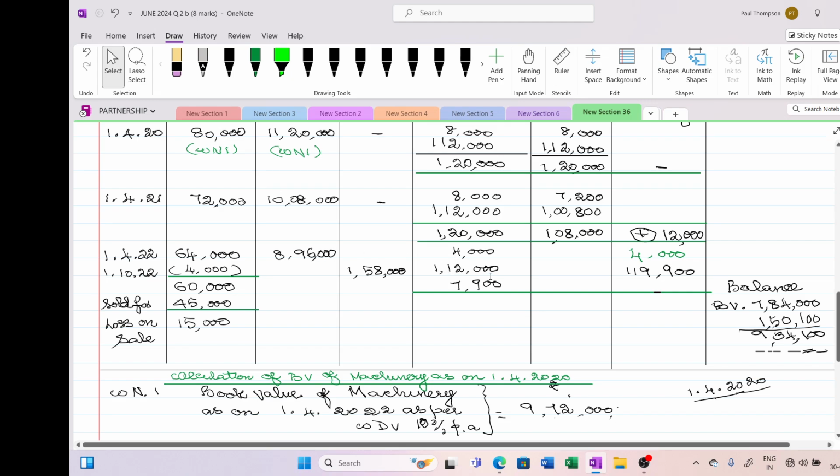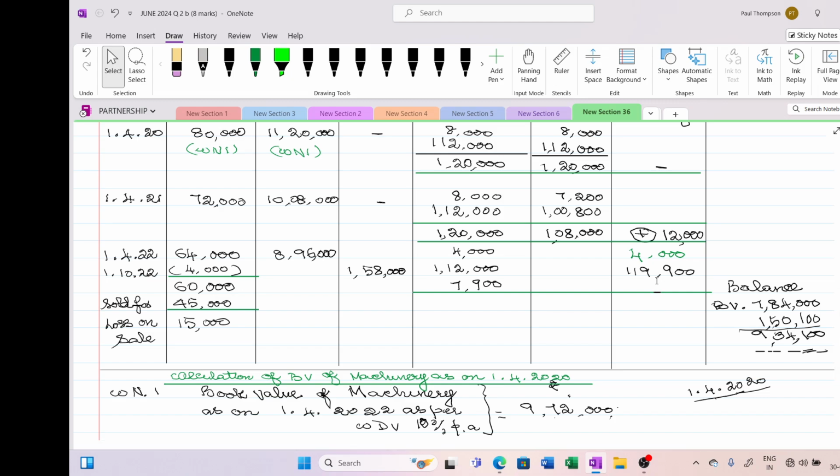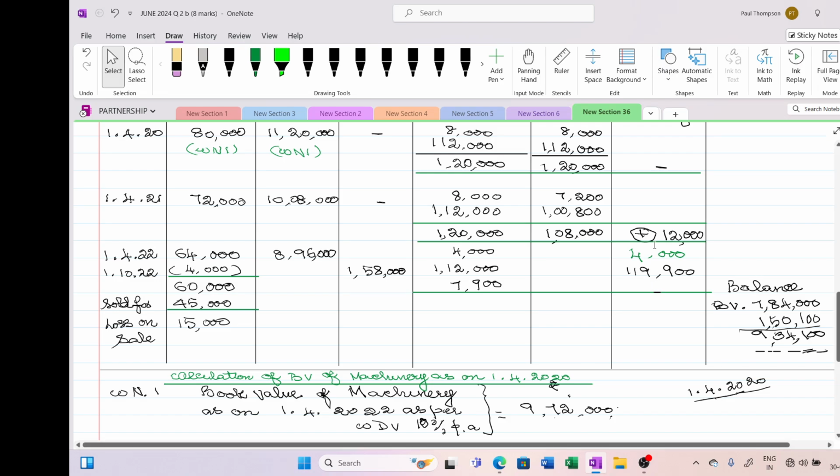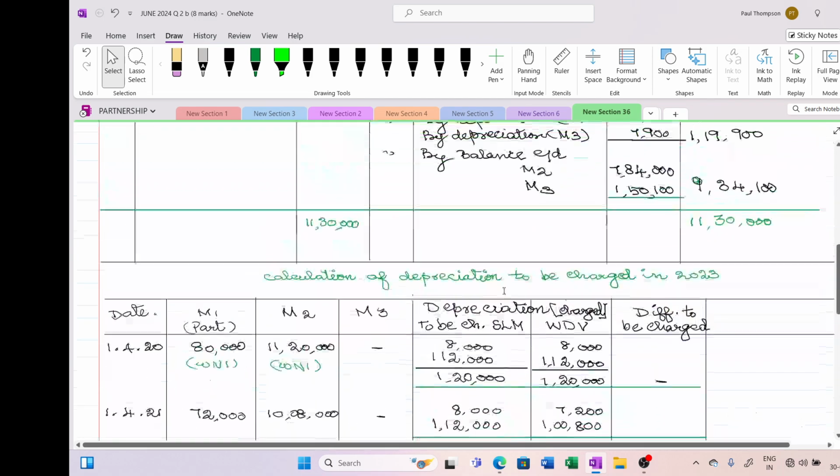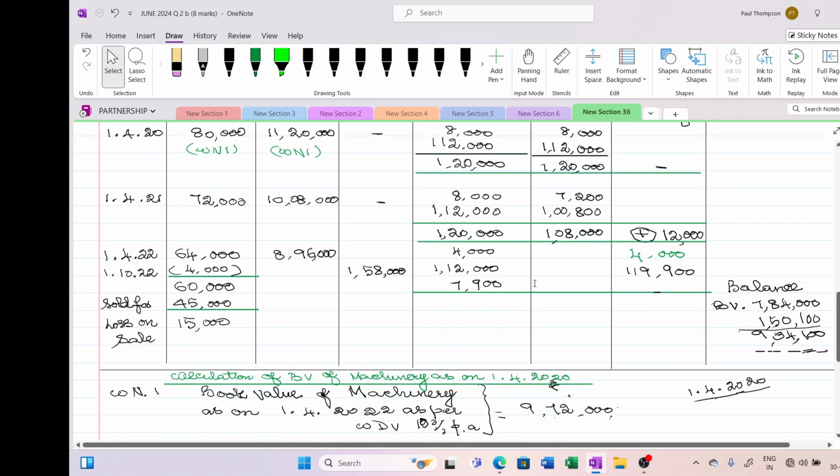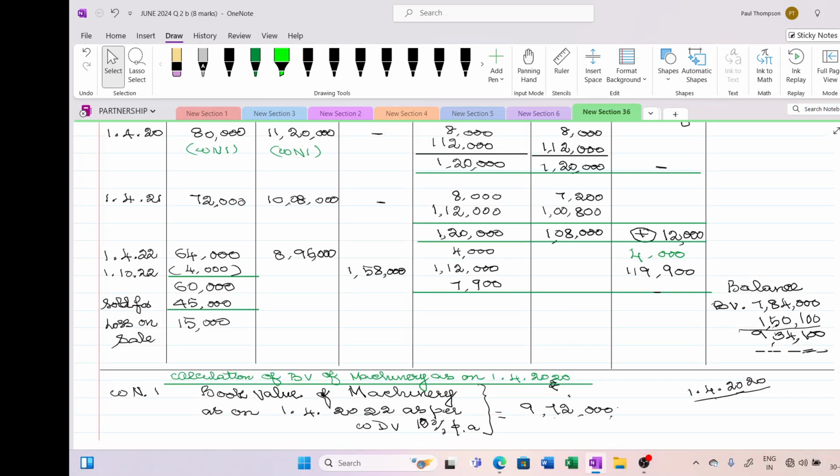So 1,12,000 we have to put. So these 1,12,000 plus 7,900 will go to depreciation, which will get debited, and the machinery account will get credited. This 4,000 is for the machine which has been sold. Now, so this working is over. So the balancing figure, here you can calculate, I have made the calculation.